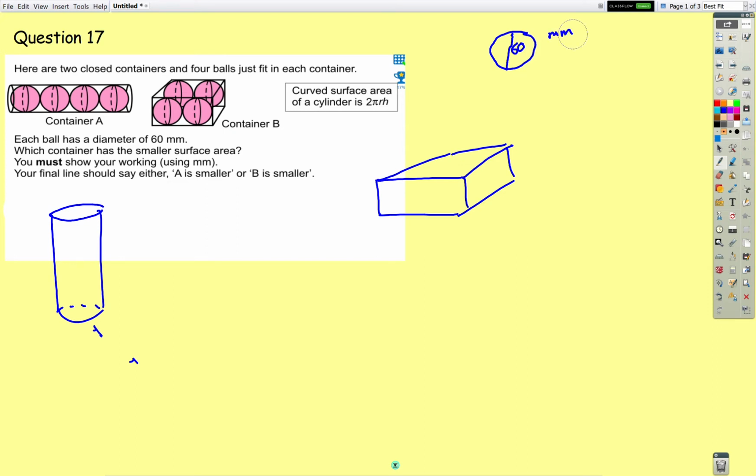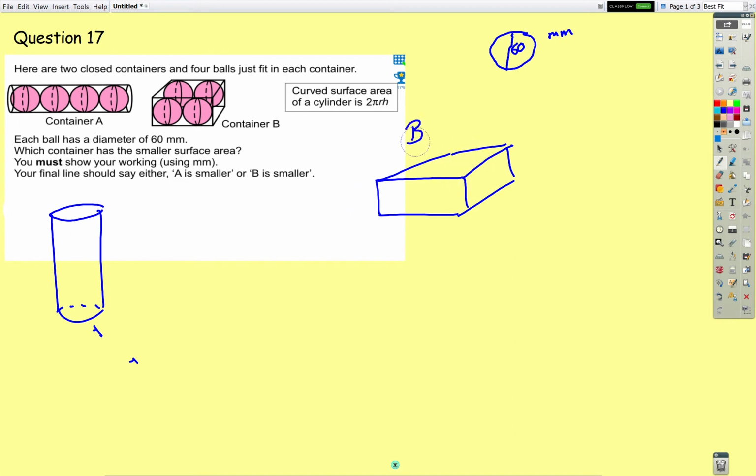Okay, now the question says which container has the smallest surface area. So we need to work out which one has got the smallest surface area. Is it container A or is it container B? All right, now let's have a look at this one here first. Now we need to get our dimensions for this container first. So let's have a look at container B to start me off.